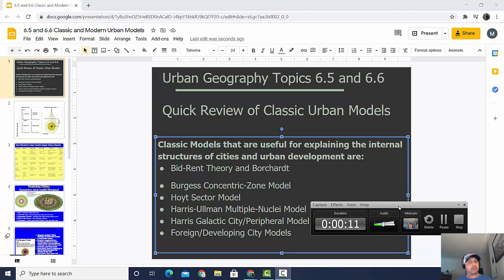Now, listen, you guys are doing a homework assignment this week, right? So, you're covering this in the textbook, which is not something that I normally ask you all to do. So, when I go through these classic models, I am going to fly.